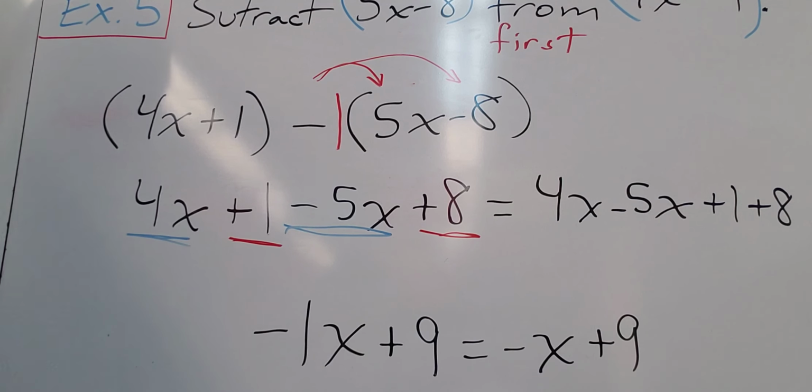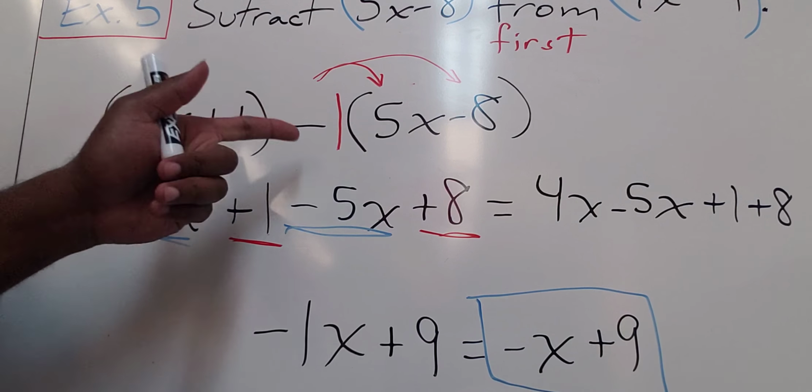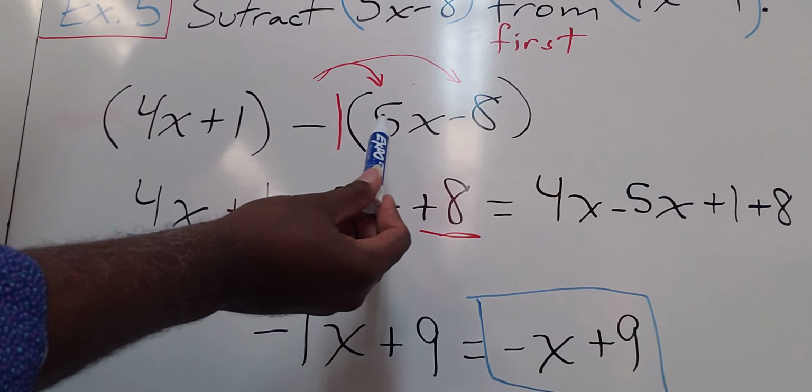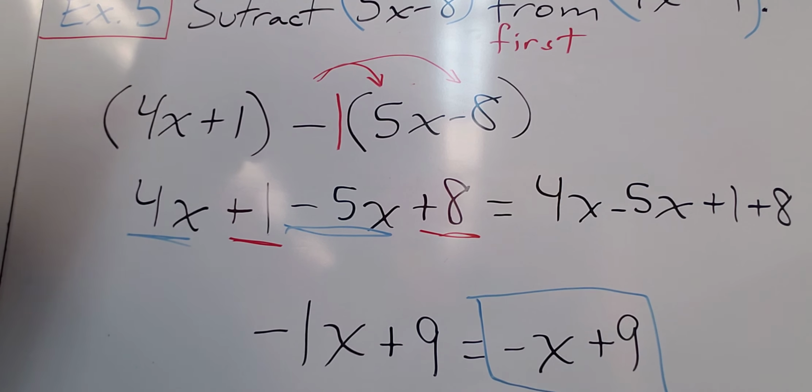Alrighty. So this is how we do some adding and subtracting with binomials. Hit pause. Try example 4 on your own. Make sure you remember that negative sign really matters, and that negative sign is going to change the sign of each term in the parentheses that's following it. Give some of these a try on your own, and I hope you're successful.